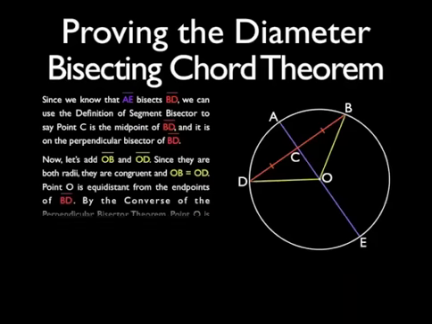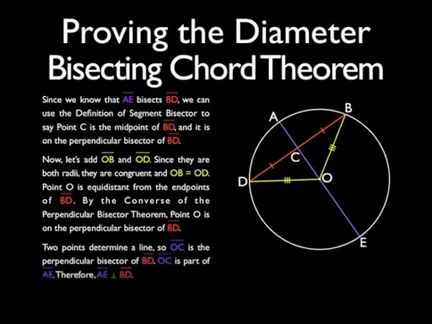Now it's going to help to draw in our radii here, and we know that they are congruent, and so their distances are equal. So OB is equal to OD. But since O is equidistant from the endpoints of a segment, it is on the perpendicular bisector of the segment, by the converse of the perpendicular bisector theorem. Oh, wait a minute. Segment OC, therefore, is the perpendicular bisector of segment BD. And since segment OC is part of segment AE, then AE has to be perpendicular to segment BD.